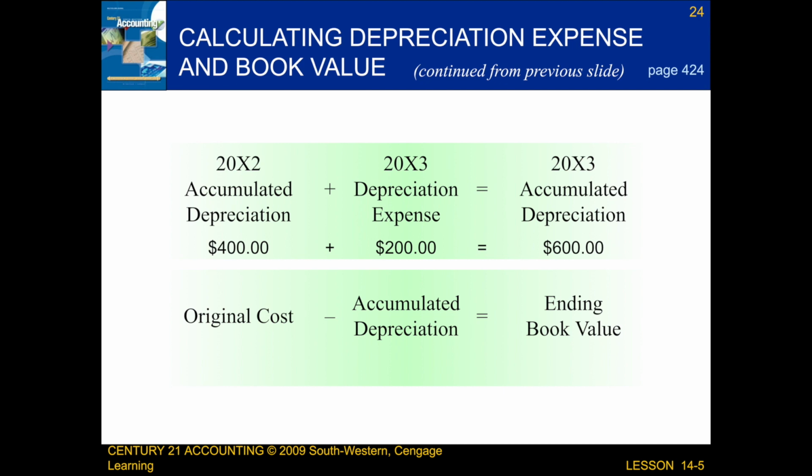And finally, if we take the original cost, which is $1,250, and we subtract the accumulated depreciation from 20x3, which is $600, that will give us the ending book value amount, which is $650. And that is how to calculate depreciation expense and also the book value of a plant asset.